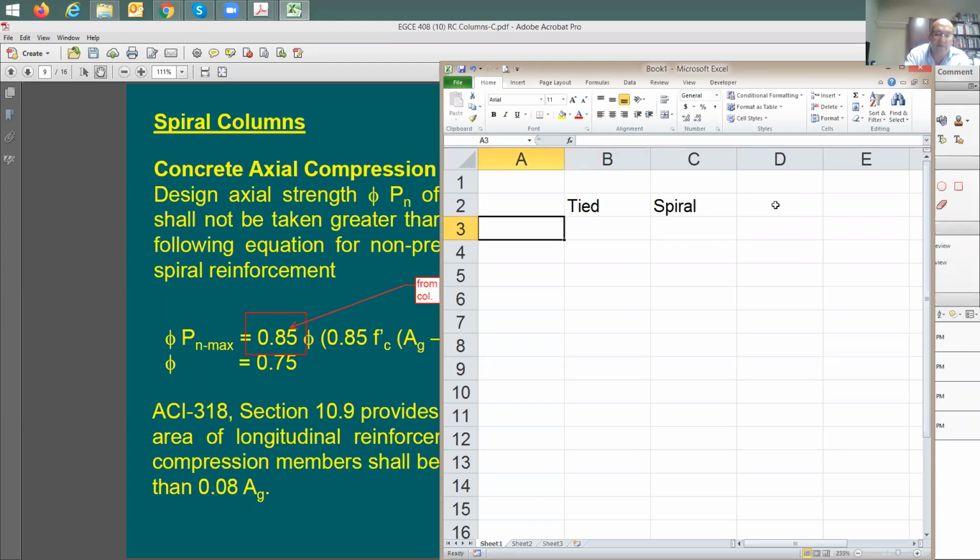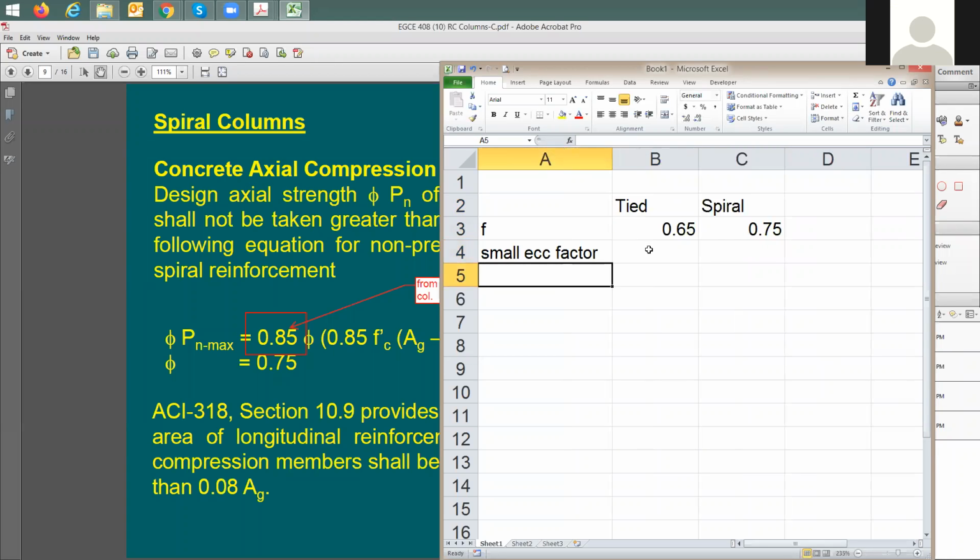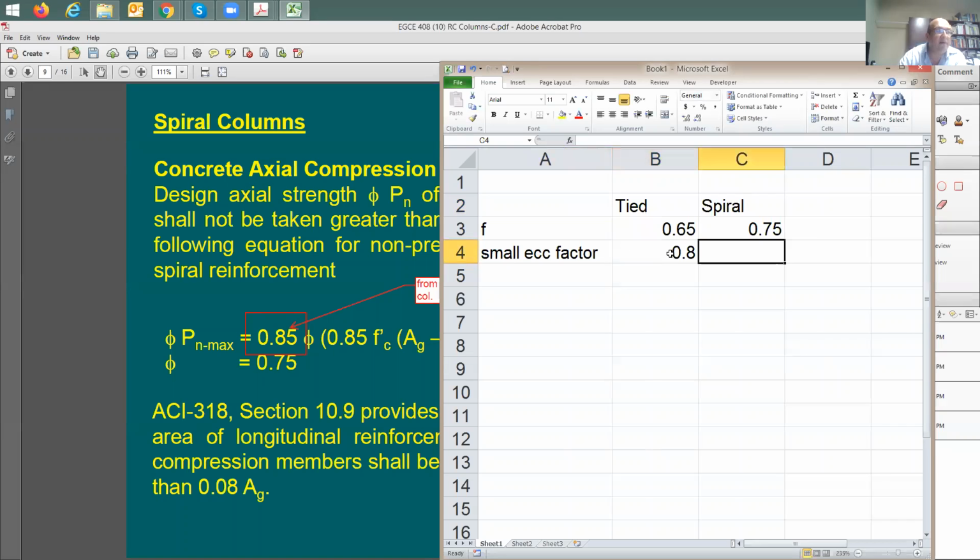How much is the phi factor in tight columns? Someone help me out. 0.65. How about for a spiral column? 0.75. Okay, good. How about this small eccentricity? 0.8 for the tight column, and for a spiral column? 0.85. Now, which one is going to be stronger, you think, in your analysis?